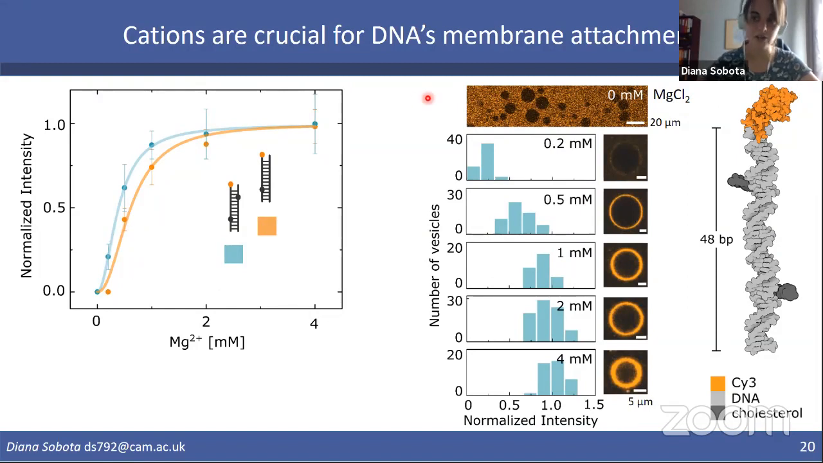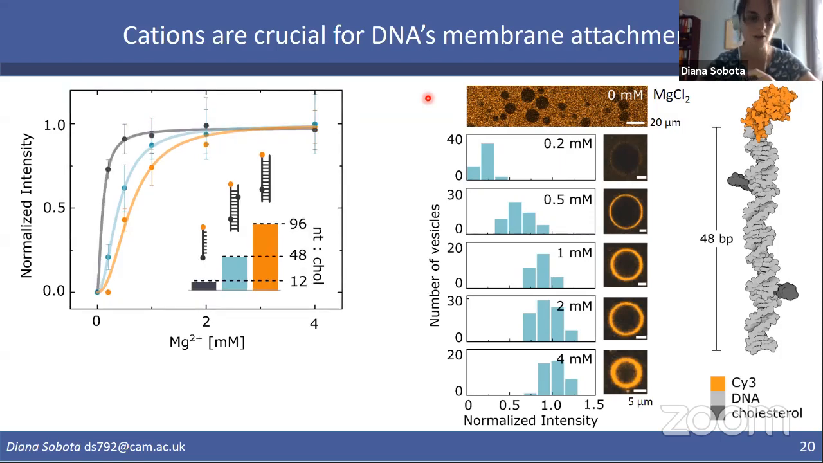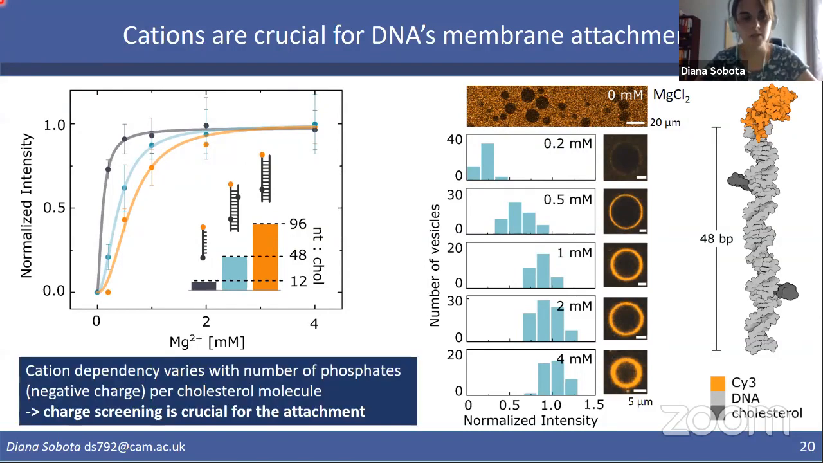We can also try to go the other way and make a very small structure with a single cholesterol, like this, where we learn that, in fact, if there are very few charges per anchor, it is very easy now. We just need a little bit of cations, and we ensure that. So we concluded from this that in this case, it's the screening on the DNA that is of the highest importance.